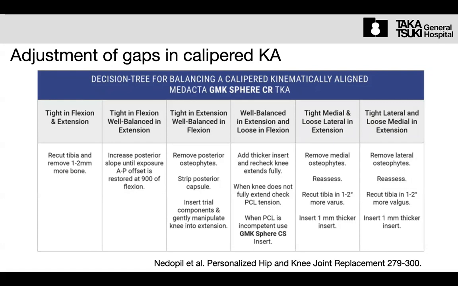Okay, it's very simple. If flexion is very tight, but extension is very well balanced, what is the option? Posterior, or maybe the femur. There are two options. In kinematic alignment, there is only one solution. Very simple.